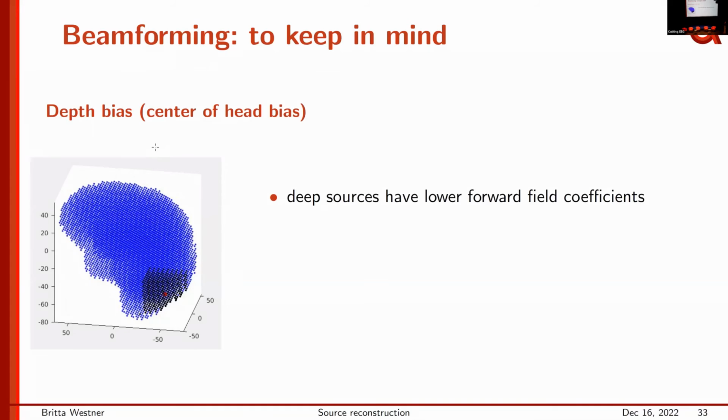Just by the nature of it, deep sources, so the one in the middle of the brain, have lower forward field coefficients. And because we need those forward field coefficients in our beamformer computation to get to the beamformer weights, that was the W or the beamformer solution, this leads to bigger beamformer weights in the middle of the brain. Now if you imagine you multiply your sensor data with a small number out here and with a big number down here, you of course get a bigger result in here than out here. And that is what happens with the center of head bias.